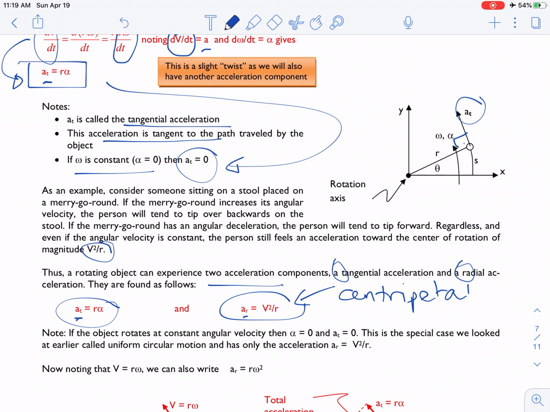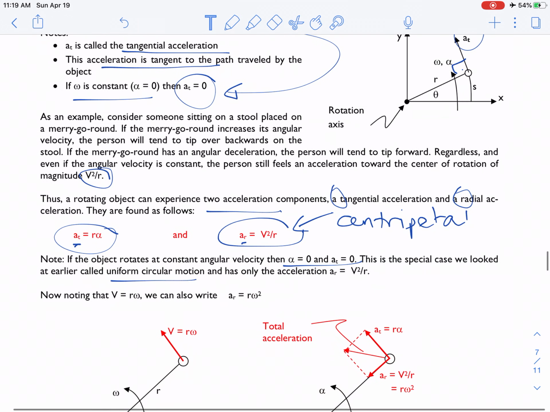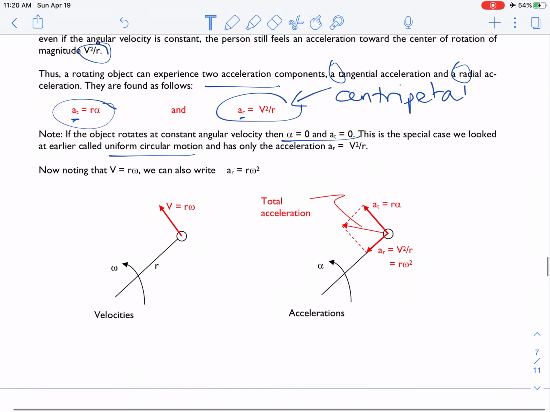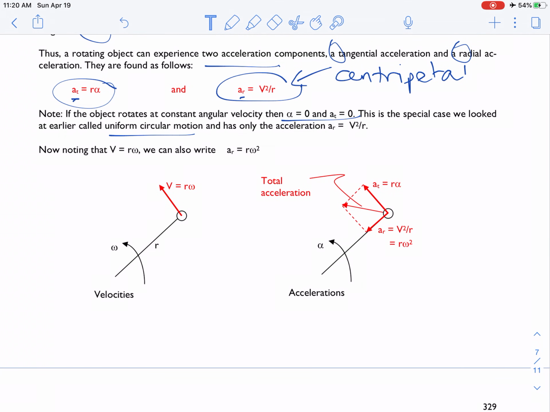And that would be uniform circular motion, right? If the object rotates at constant angular velocity, then alpha is 0 and a_t is 0, as we just said. This is the special case we looked at earlier. In that case, the only acceleration is the radial component, which is the centripetal acceleration, and it is v squared over r. But if you have both of those components, then we need to understand how to find the total acceleration.